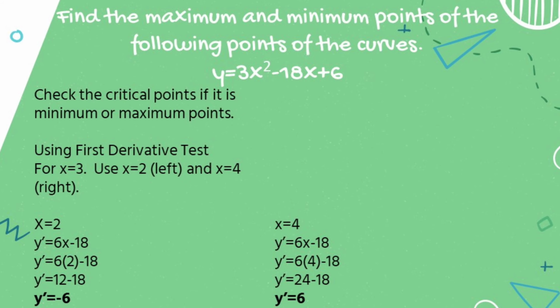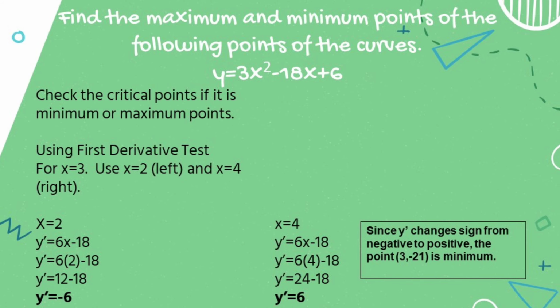Then compare the sign of y prime. Since y prime changes sign from negative to positive, the point positive 3 and negative 21 is a minimum.